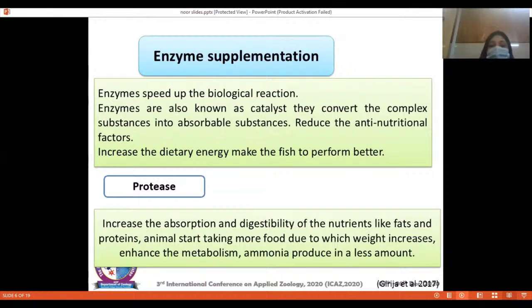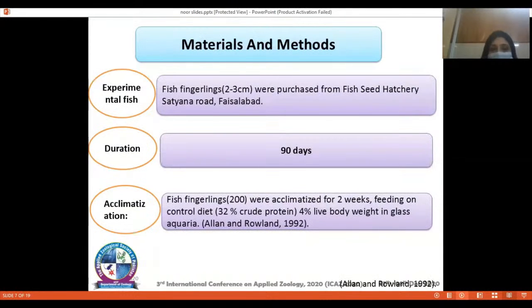The enzyme which we are using in this experiment is the protease. The main function of the protease is that it increases the absorption and digestibility of nutrients like fats and proteins. Animals start taking more food, due to which weight increases. It also enhances the metabolism. Ammonia production in the water reduces, due to which the water clarity level increases.